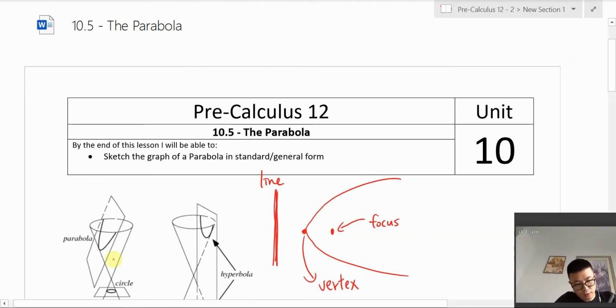Here is the cone. Okay, so again, we're going to figure out how we can get a parabola from the cone and the plane. And here's the plane that is intersecting with this cone at the same angle as this generator. Okay, so that means the plane and the generator are actually parallel. Okay, if they're parallel, then we actually get this shape of a parabola.